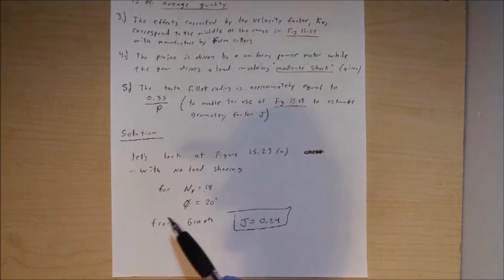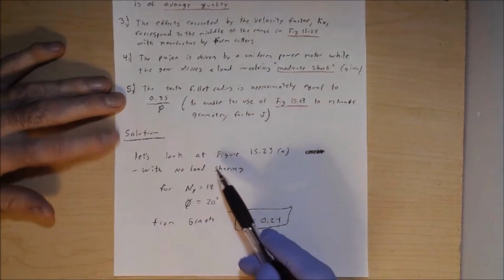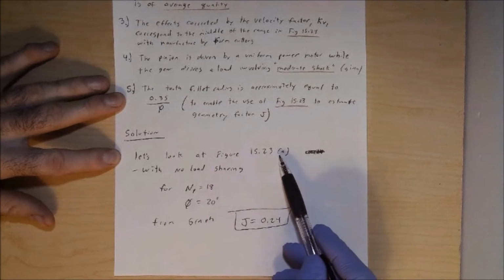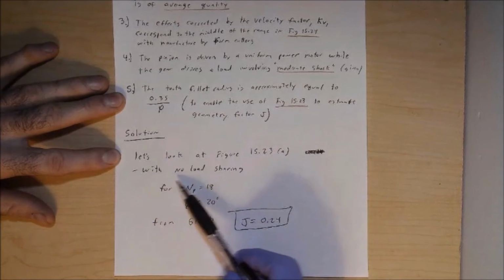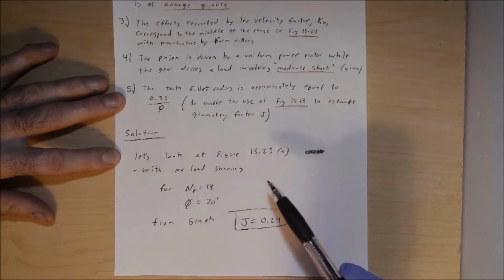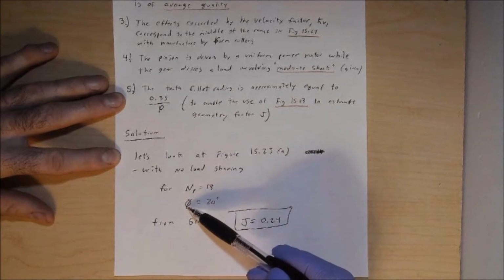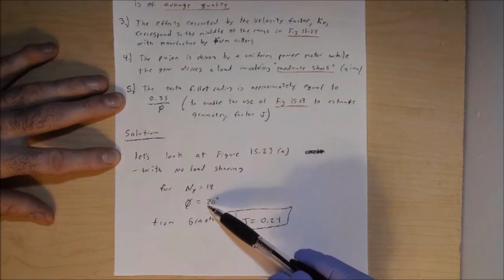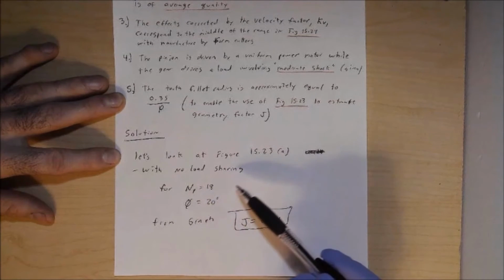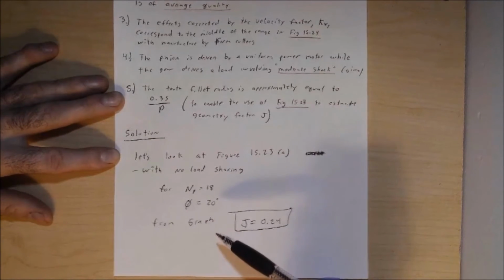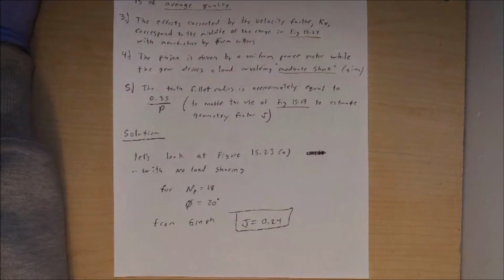So now as we start our solution, the first thing we want to do is to take a look at this figure 15.23, and we want to do this with no load sharing. And for this figure, we know we have an N sub P, a number of teeth of our pinion, of 18, and our angle here is equal to 20 degrees. So now we can go to 15.23 at the graph to solve for our J.